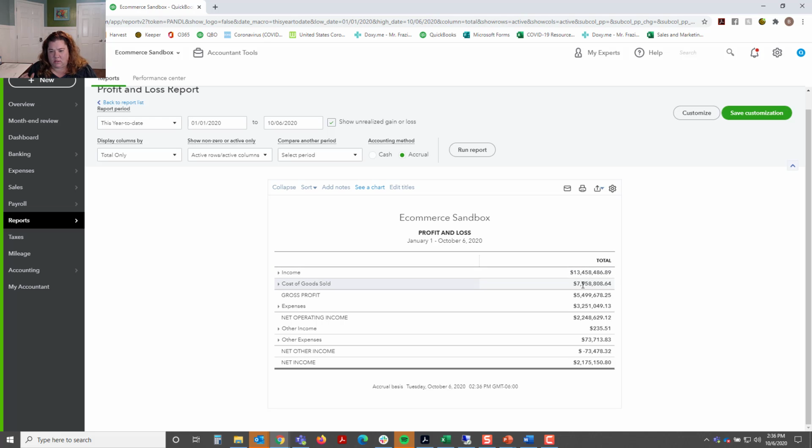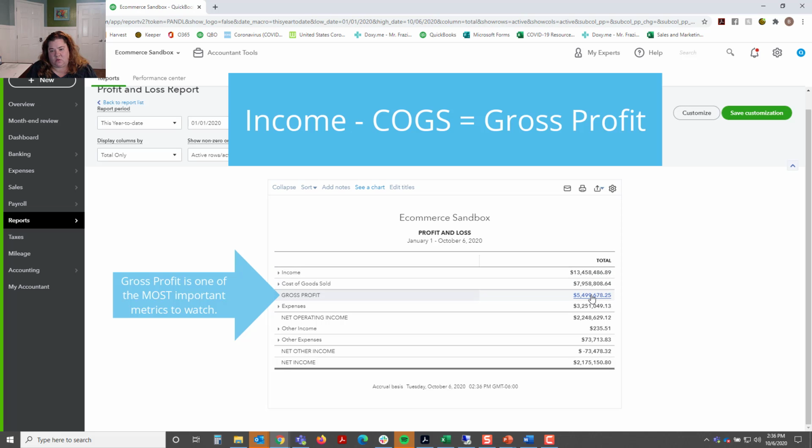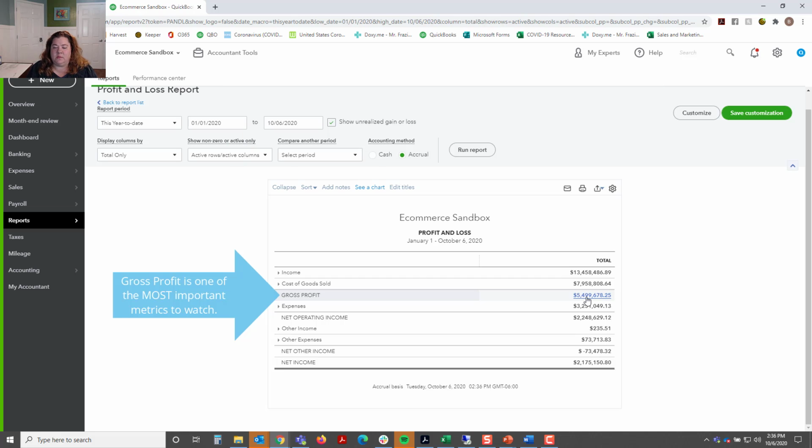Now, cost of goods sold, I'm going to go into a little bit more detail right now. One of the reasons why we really recommend that you break out cost of goods sold separately is because it is one of the most important metrics that you watch. This gross profit, which is income minus cost of goods sold, is one of the most important things to watch, because as a business owner, if you are not effectively selling your product for a good profit, then everything else that comes after that, you've already lost the battle. Before you ever get to overhead expenses, before you ever get to net income, you've already lost the battle if you're not even making margin at this gross profit level.